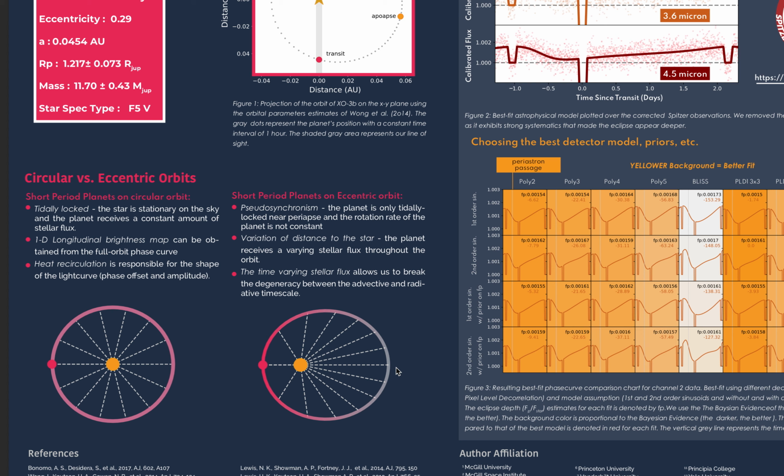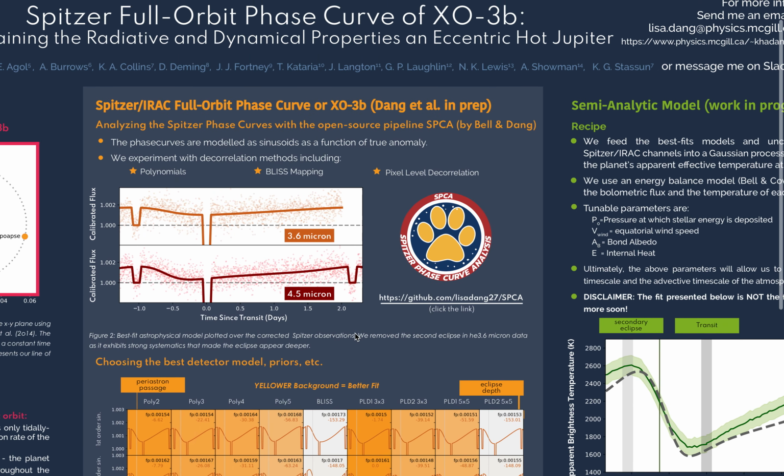This varying stellar flux, however, allows us to break the degeneracies between the radiative and advective properties of the planet's atmosphere. So, we observed EXO3b continuously as it completed a full orbit with the Spitzer Space Telescope in the 3.6 and 4.5 micron bands. We reduced and analyzed the data using an open-source, fully automated Spitzer phase curve analysis pipeline called SPCA, developed by Taylor Bell and I, which can be accessed right here by clicking on this link.